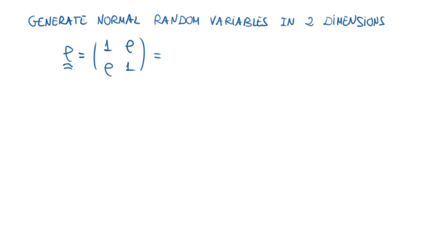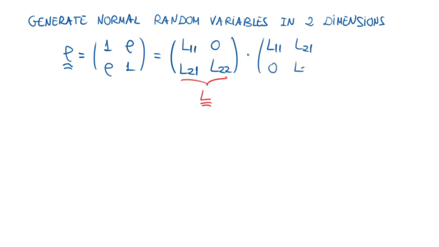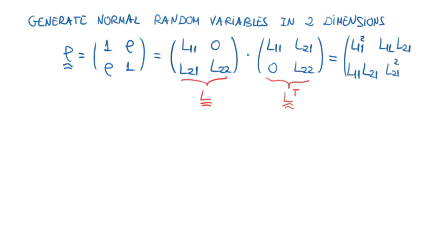We're going to factor this matrix as a product of a lower triangular matrix, which we'll call the Cholesky decomposition of rho, times the transpose of that matrix, which will, of course, be upper triangular. Carrying out explicitly the matrix multiplications, we obtain L11 squared, L11 times L21, the matrix is symmetric, and then L21 squared plus L22 squared.